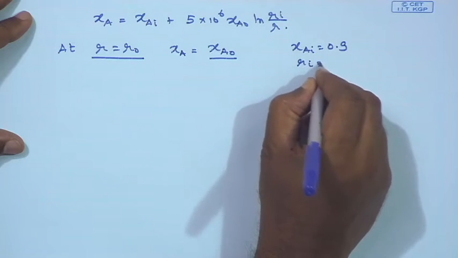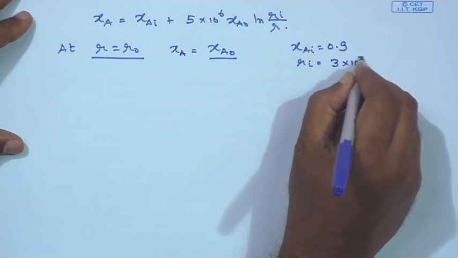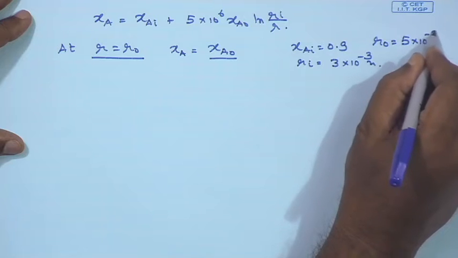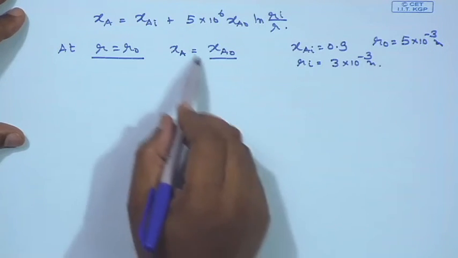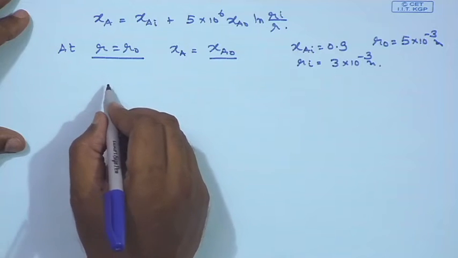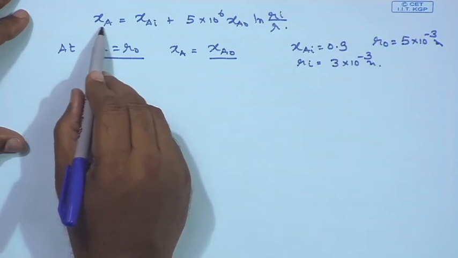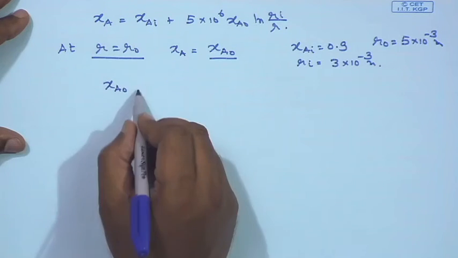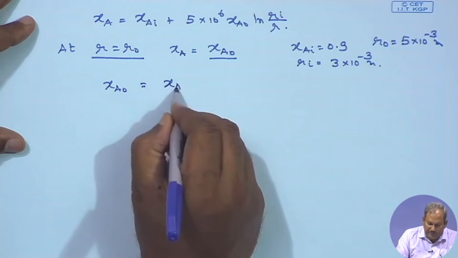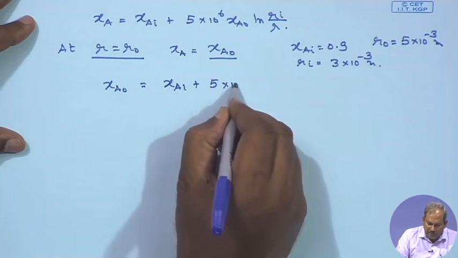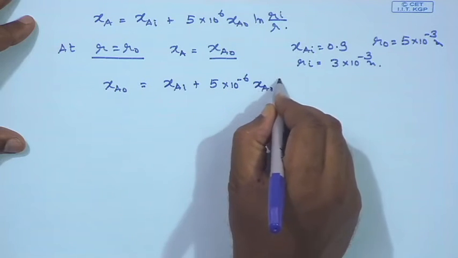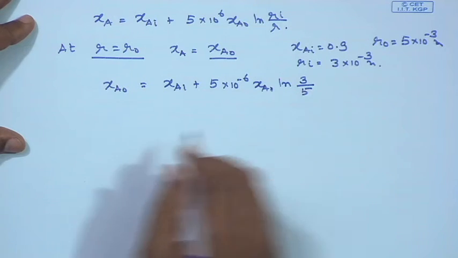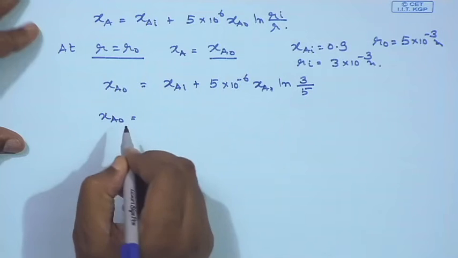We understand that x_AI is equal to 0.9, the value of R_I is equal to 3 into 10 to the power minus 3 meters, and R_0 is equal to 5 into 10 to the power minus 3 meters. When you put these values in here, what you are going to get is x_A0, the mole fraction of component A at the outside of the inert layer, is simply going to be equal to x_AI plus 5 into 10 to the power minus 6 x_A0, and ln, instead of R_I it is going to be 3, and R_0 it is simply going to be equal to 5.